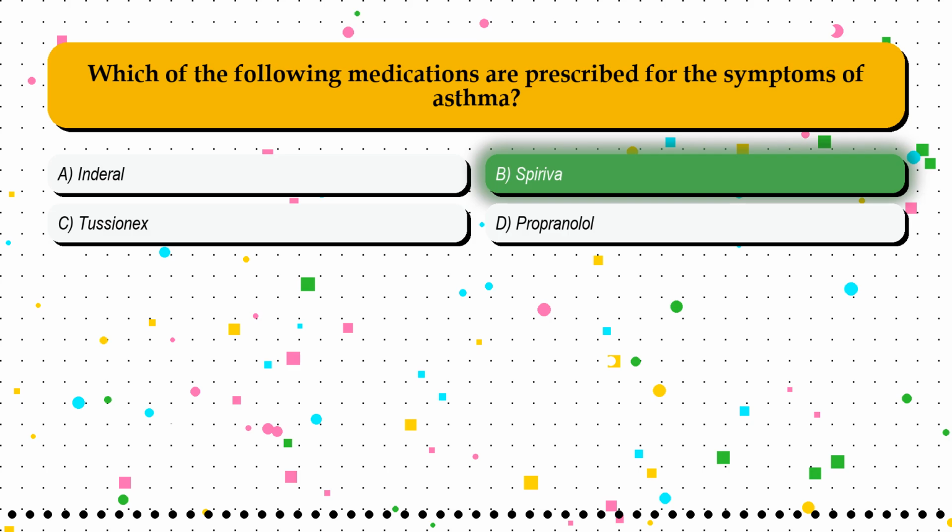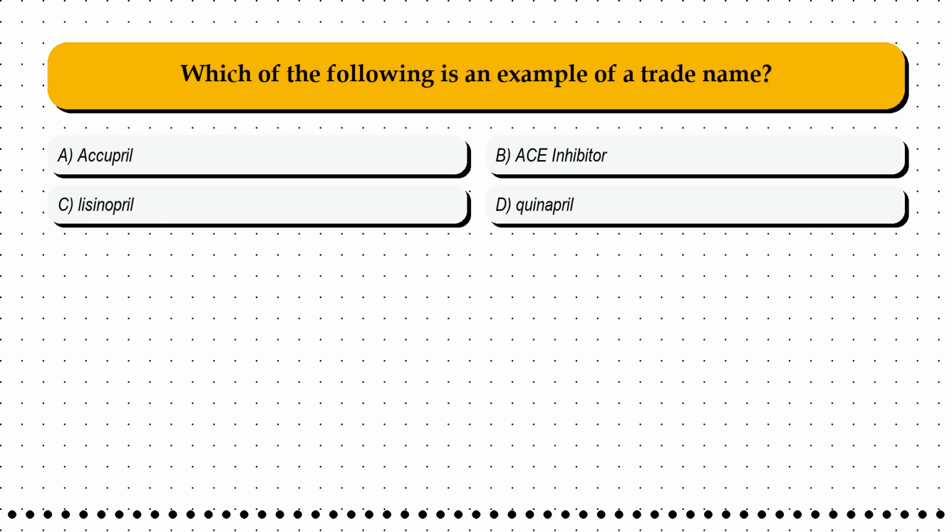The correct answer is option B. Spiriva. Question 63. Which of the following is an example of a trade name? Option A. Acopril. Option B. ACE inhibitor. Option C. Lisinopril. Option D. Quinapril.